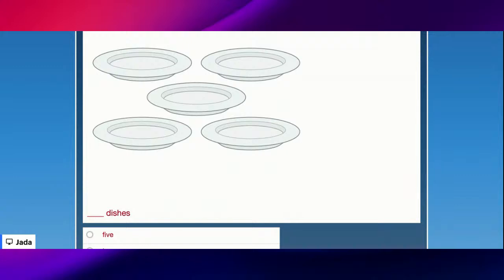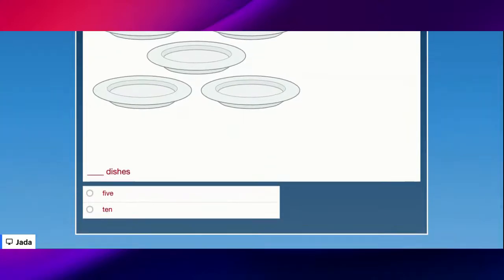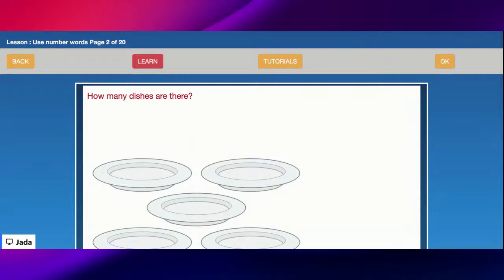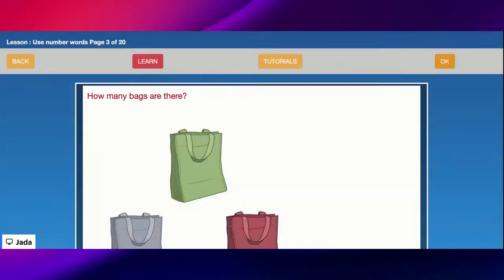So how many dishes are here? How many dishes have we got here? Five. Okay. So this is about the adjective that tells us how many. The adjective that tells how many.